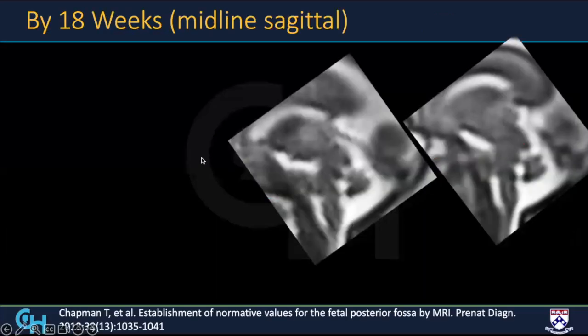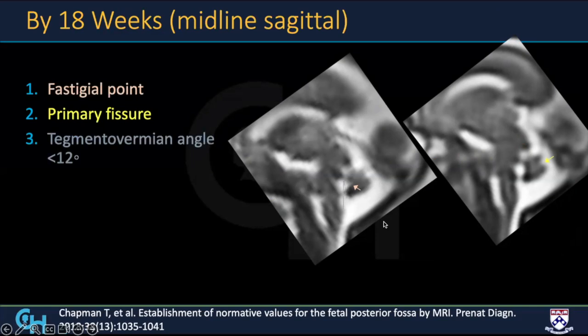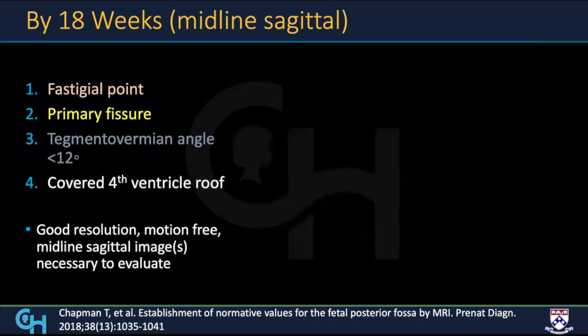Now, what should we see on fetal MRI? Well, by 18 weeks, assuming you have relatively motion-free images in the sagittal midline plane, you should see a sharp fastigial point of the fourth ventricle, a defined primary fissure there, and a small tegmentovermian angle, which should be less than 12 degrees at this point. And the fourth ventricular roof should be covered.